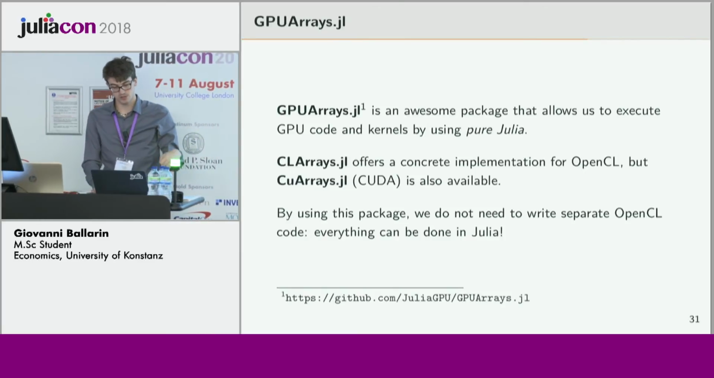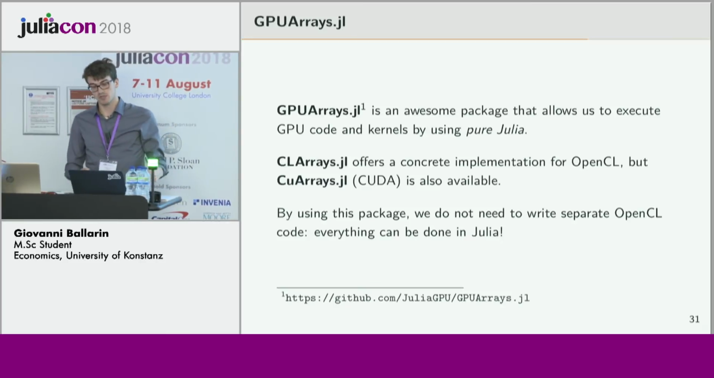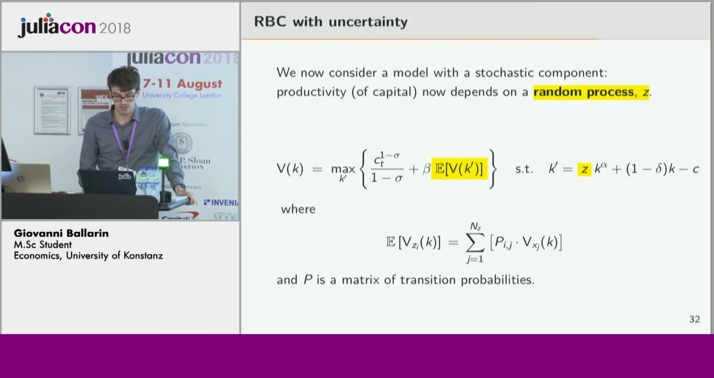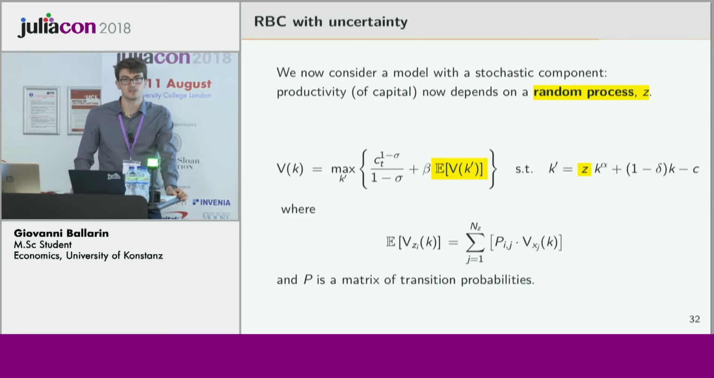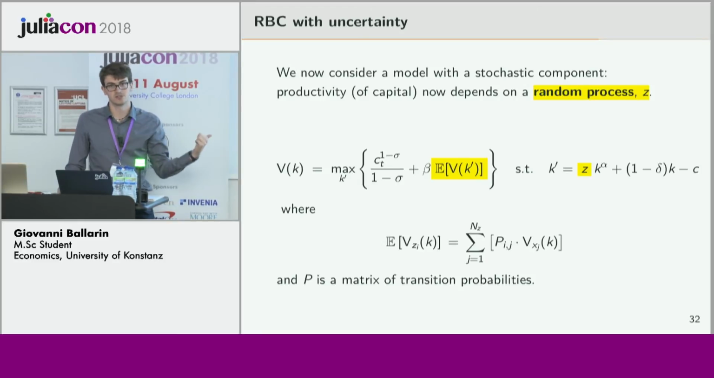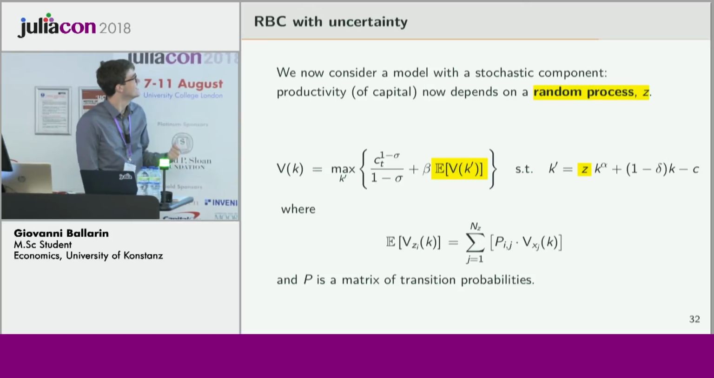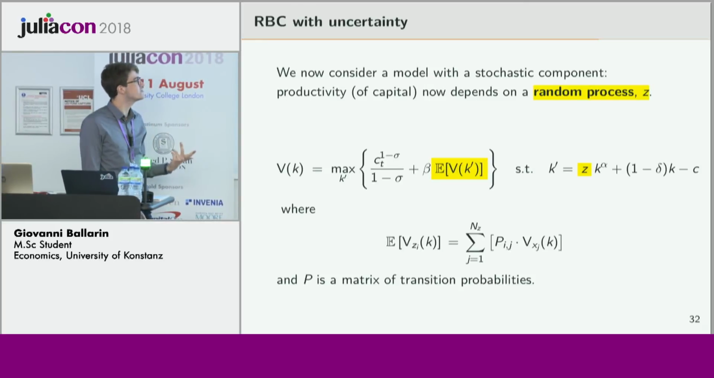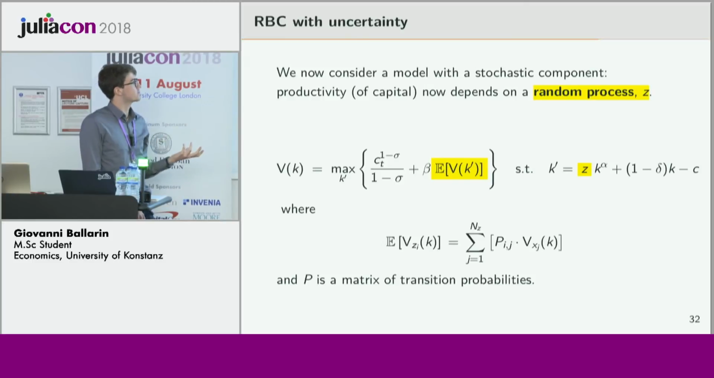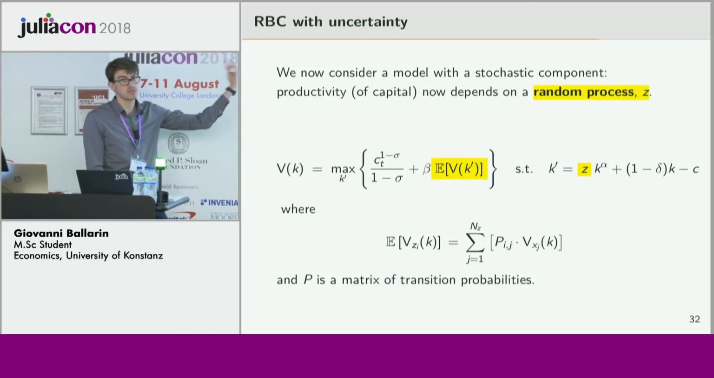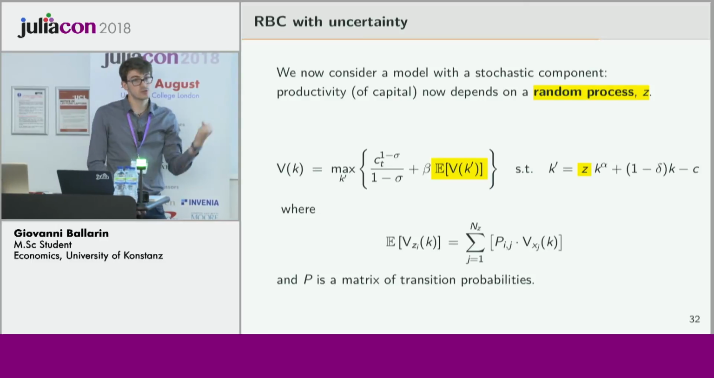So there's no more glue code. All the code is in one place, in one language. Now we consider RBC with uncertainty, which is a bit more complicated. I did not even try to write an OpenCL kernel for this case, because I don't want to do that. It was already too much of a complication, because now we have a random process, and so the expectation is now a real expectation. The future is uncertain.